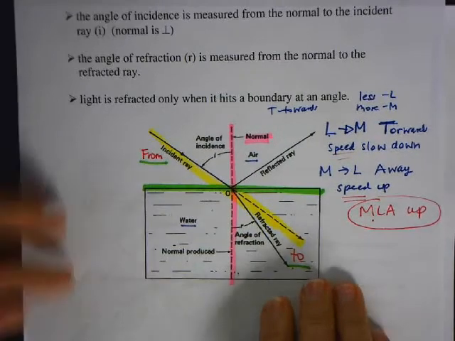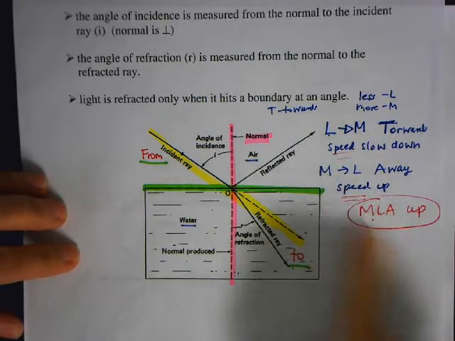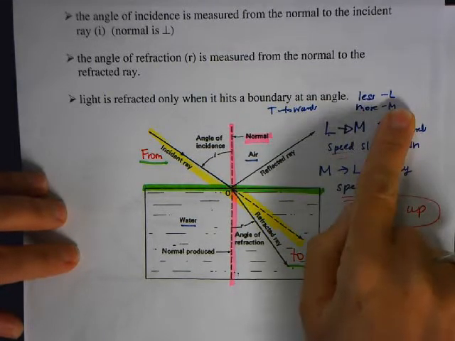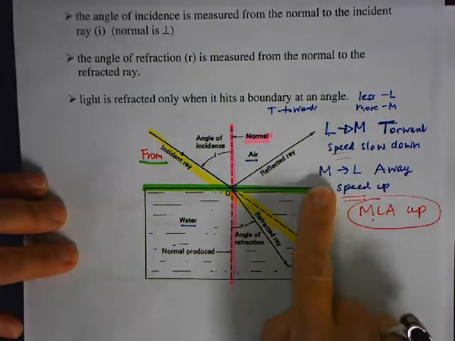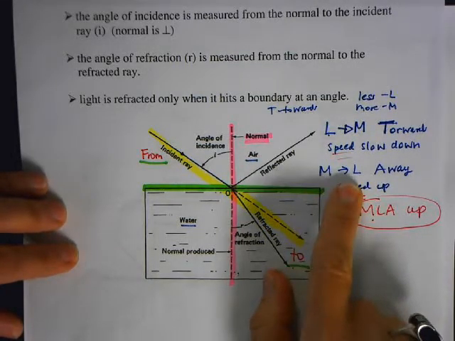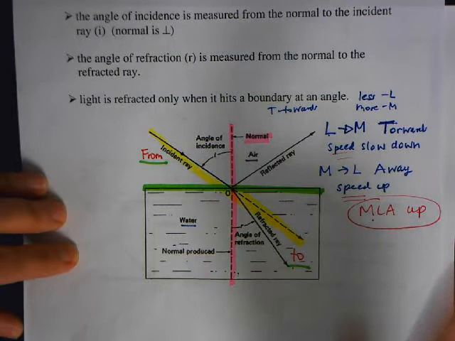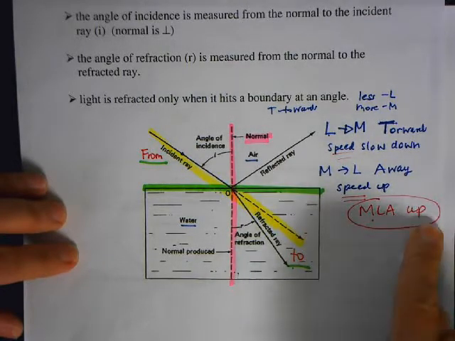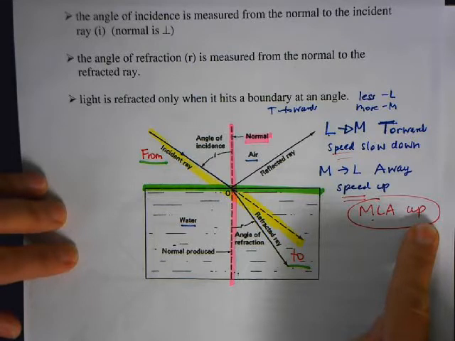So this is the first page of our notes. So you're going to remember MLA up. That's the one thing you're going to memorize. So let me tell you what it means. We're going to say that L stands for less dense, right? And M stands for more dense. So MLA is going to be when you go from a more dense to a less dense, it moves away from the normal, and it's going to speed up. So what you're going to memorize is MLA up. More dense, less dense, it moves away, and it speeds up. So I think everybody can remember MLA up, right?